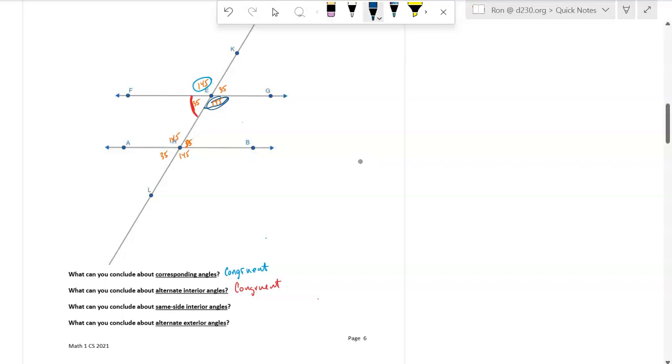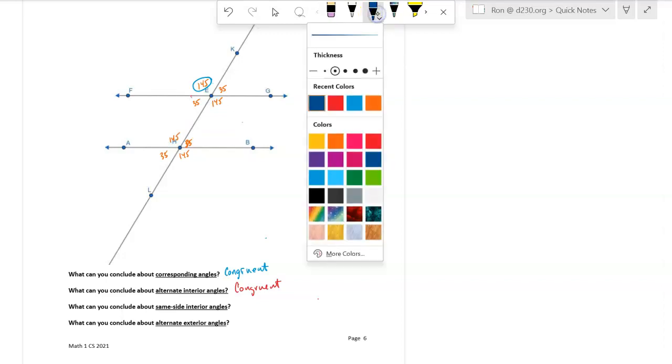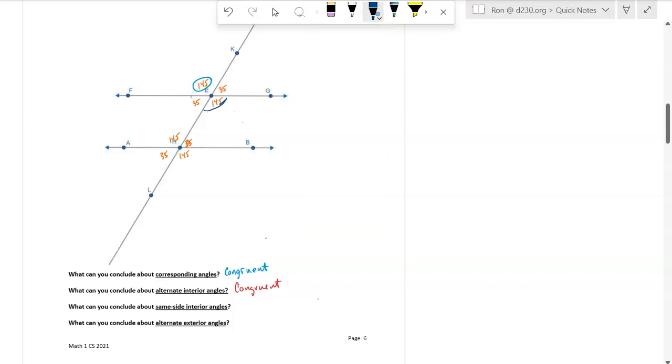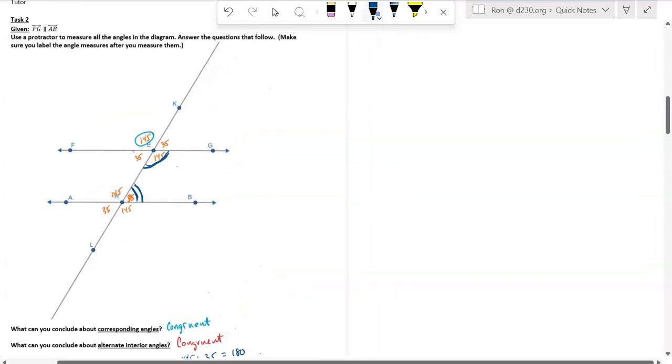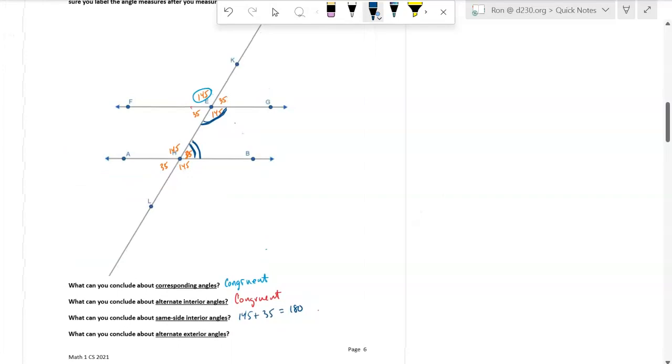Now, the tough one to see is same side interior. If I highlight a pair of same side interior angles, say this angle here, on the same side of the transversal, both interior, and this angle here, are those angles congruent? No. But what do we notice about them? If I take 145 and I add 35, what would I get? 180. So what would we say about same side interior angles? We would say that these are supplementary.